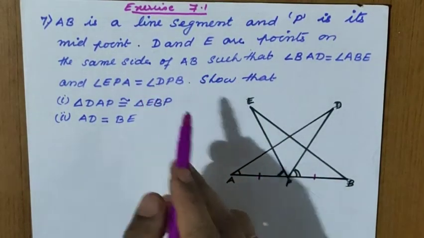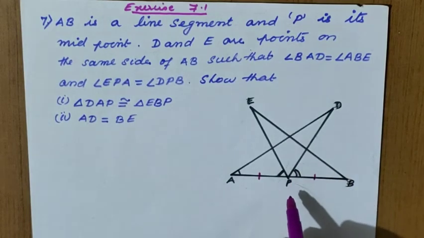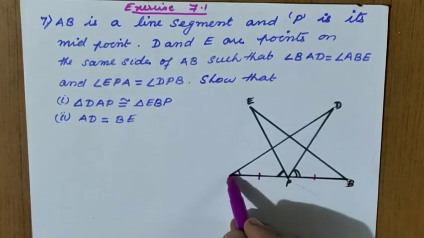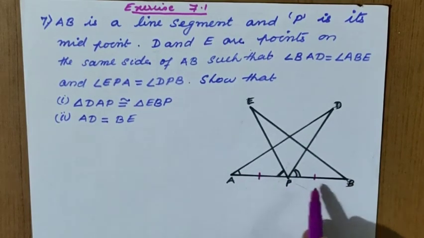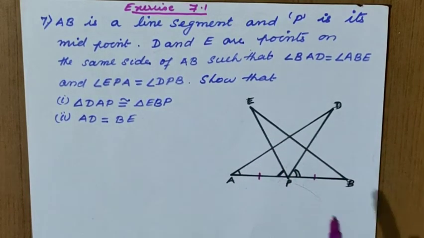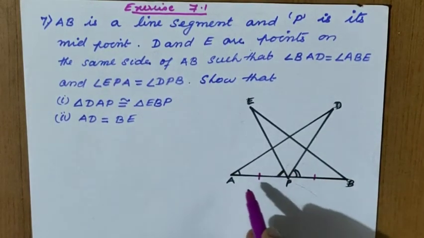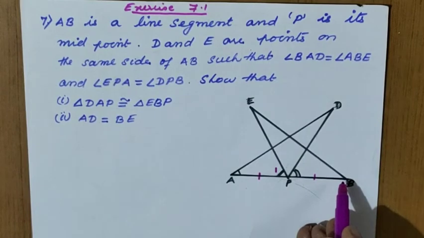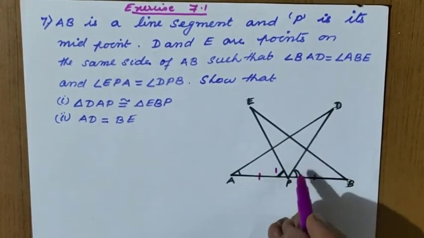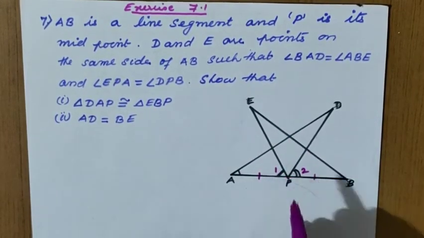D and E are points on the same side of AB such that angle BAD equals angle ABE. Okay, next, EPA equal to DPB. EPA, that is angle 1, equal to DPB. Okay, 1 and 2 are equal.